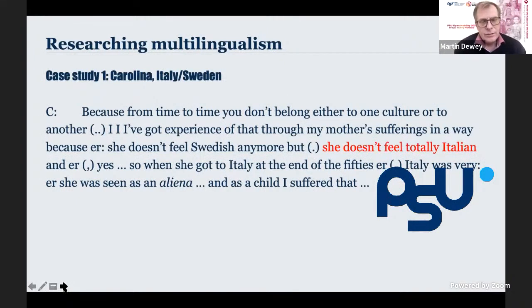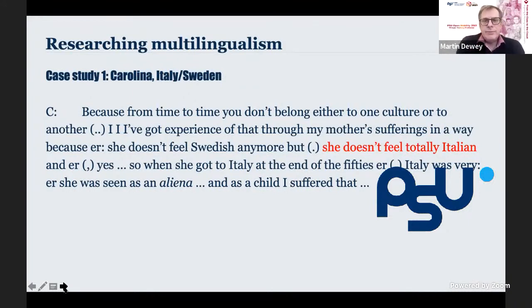And here I'm going to present you with two case studies. One is Carolina. She was a participant in this research project. She has dual heritage and dual nationality, so she is Italian and Swedish. She was born in Italy, and at the time of the study was working in Italy as an academic, but her mother is Swedish, so she speaks Swedish and Italian.